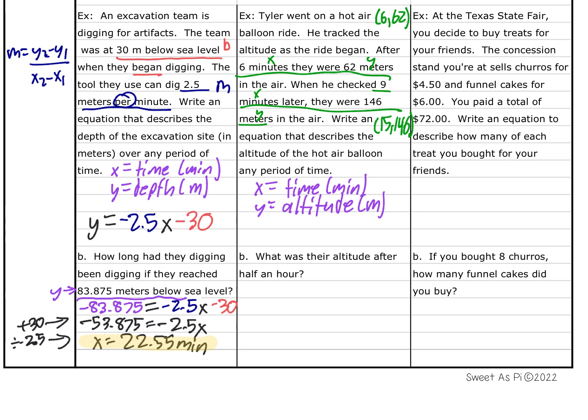The y-coordinate of the second point is 146. The y-coordinate of the first point is 62. And when we subtract these, we get 84. The x-coordinate of the second point is 15, and the x-coordinate of the first point is 6. And when we subtract these, we get 9.